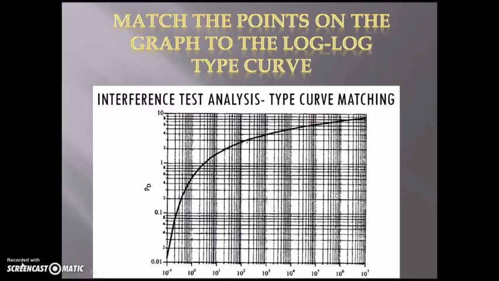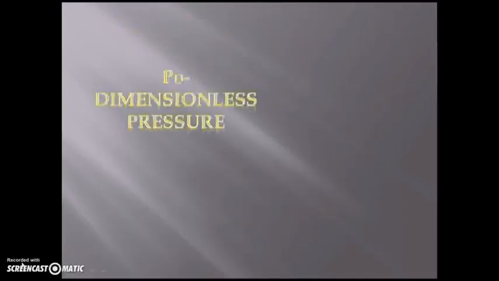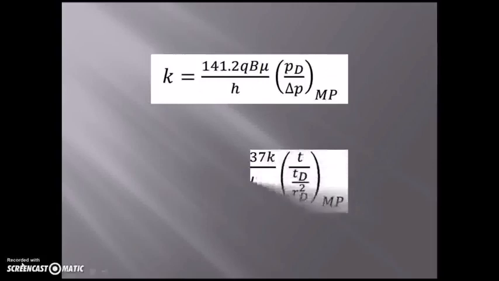So for the third step, we can now match the points on the graph to the log-log type curve. As you can see here, this is an example of the interference test analysis type curve matching. Next, after the points are matched, we will be able to obtain match points from both graphs, which are PD, dimensionless pressure, delta P, delta T, and lastly dimensionless time over dimensionless radius squared. And finally, we will be able to calculate permeability and porosity using this formula.